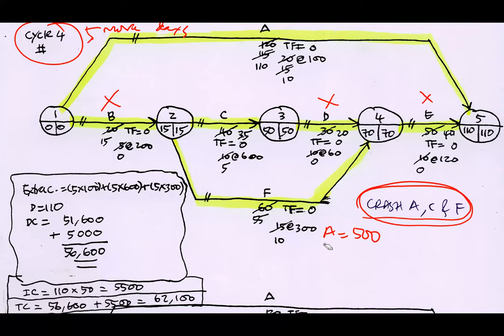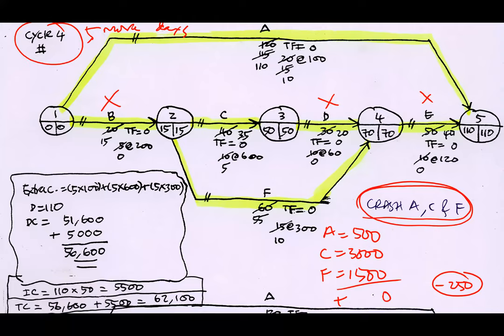B, you cannot do that. C is equivalent to 6 times 5, 3000, very expensive. F, 3 times 5, 1500. So you just notice this is the plus one, but the negative one is only 250.